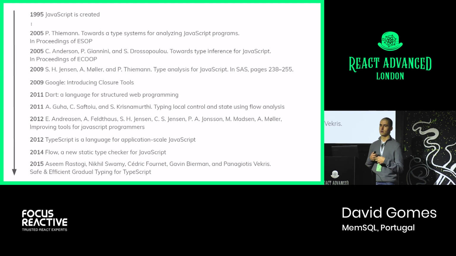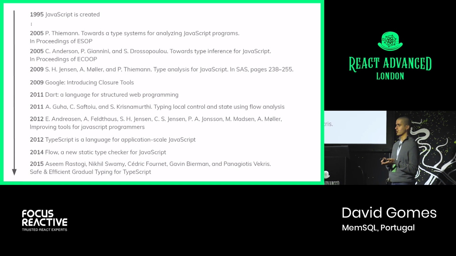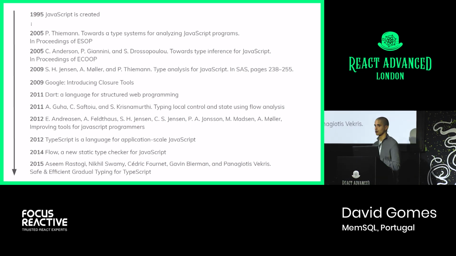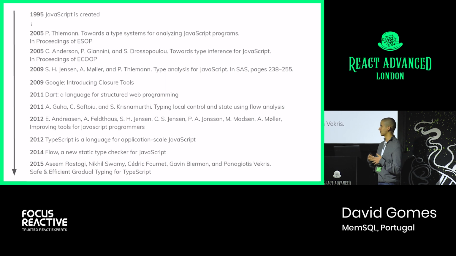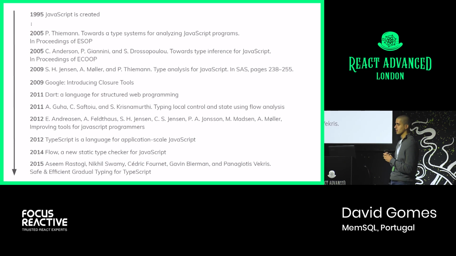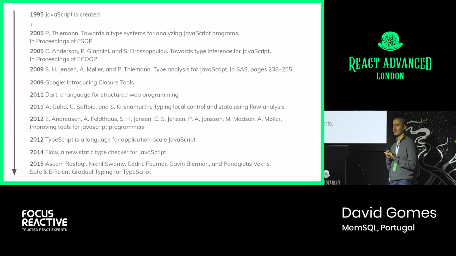10 years later, academia started researching the idea of adding a type system on top of JavaScript, or rather a static type system. And by the way, there's a lot more research that I didn't include here. There's dozens and dozens, potentially hundreds of papers about this idea. And then the first type analyzer comes out in 2009 by Peter Thiemann's team. And in the same year, Google launched Google Closure Tools. 2009, that was 10 years ago.